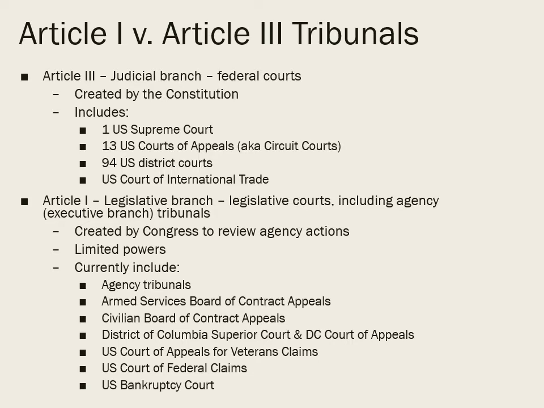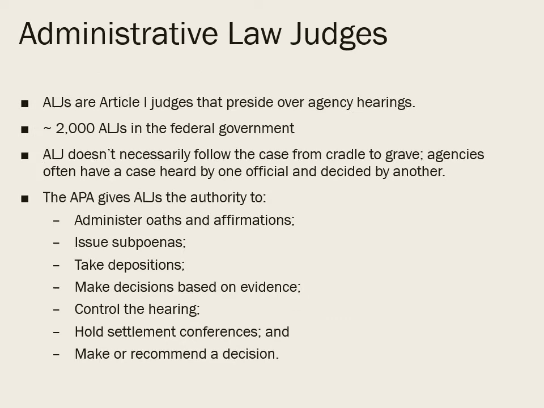Additionally, because Washington, D.C. is not a state, it doesn't have any Article 3 courts. So instead, Congress created the D.C. Superior Court and the D.C. Court of Appeals, which is different than the Court of Appeals for the D.C. Circuit. Unlike agency tribunals, these D.C. courts, the Superior Court and the D.C. Court of Appeals, do handle the same matters that you would expect in a regular court of law.